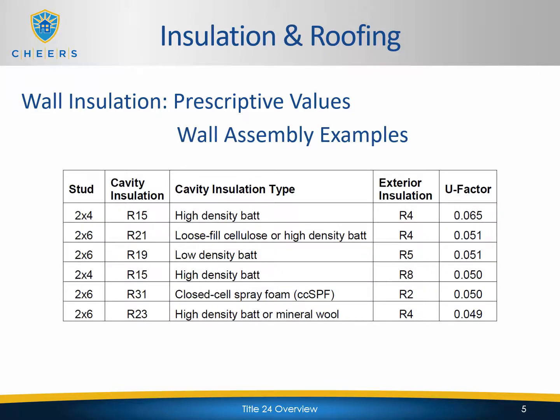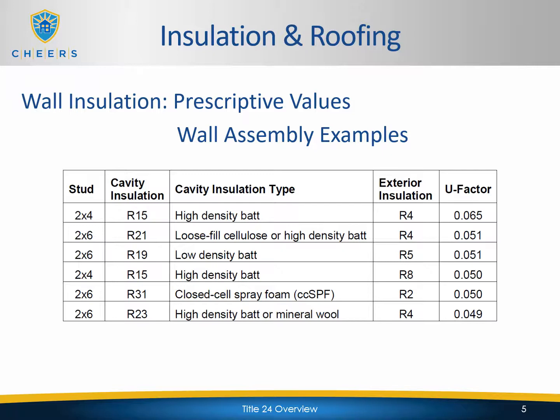And so here we have some of those examples. So if we saw climate zone 6 and 7, they had a max U factor of 0.065. So if we look at the first one on the list here, we've got 2x4 studs, R15 cavity insulation, which usually in a 2x4 wall we're used to seeing an R13. That R15 is going to have to be a high density bat to get that 15. We're going to have exterior insulation, so foam board on the outside of an R4, and that's going to allow us to achieve a 0.065 U factor.